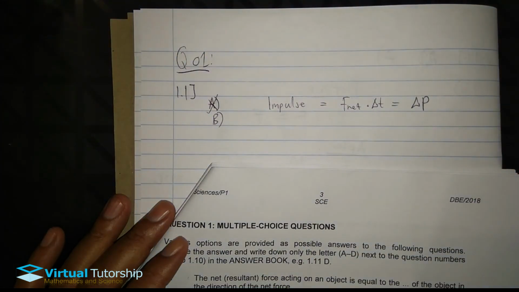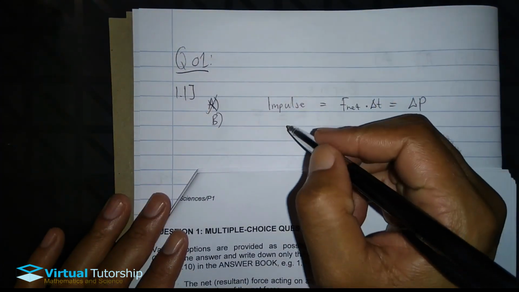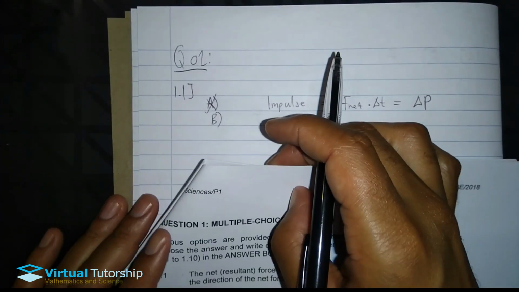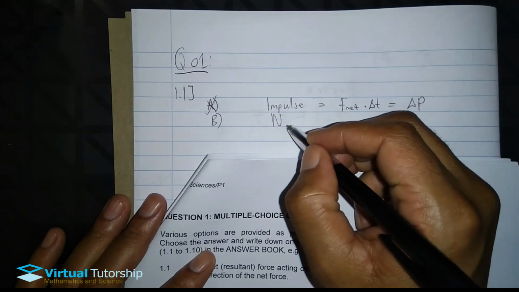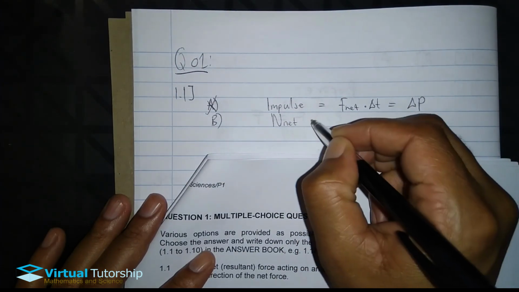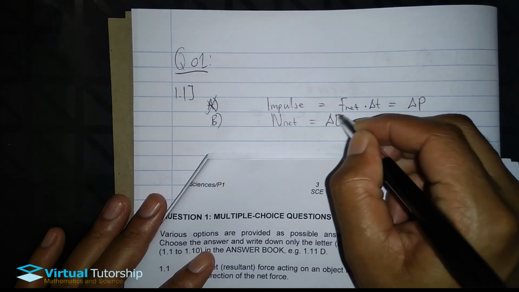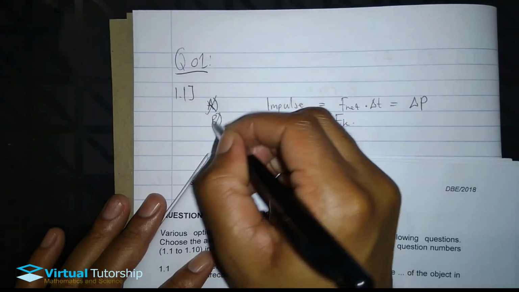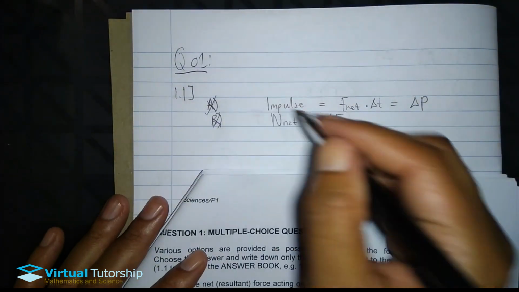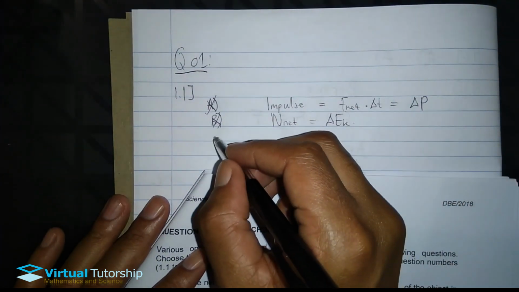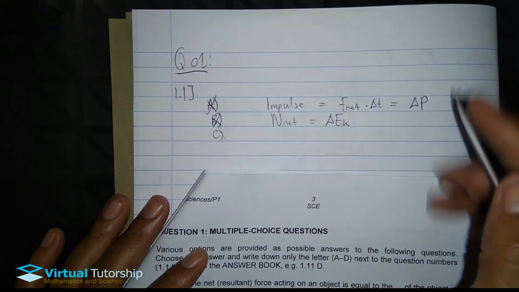How about B? Change in kinetic energy. From the work energy and power principles, we know that the net work done is equal to the change in kinetic energy. So B, the change in kinetic energy, is not equal to F net, but equal to the net work done. C, the rate of change of momentum.